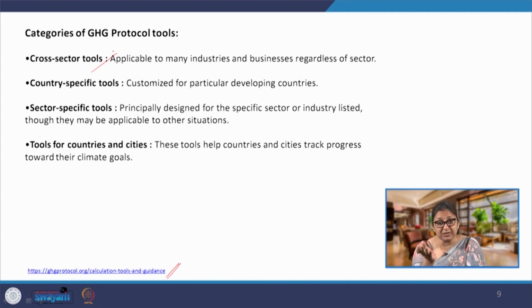There are sector specific tools. We have seen already the cement industry tool, we have a tool for the aluminum industry, and we have a tool for the iron and steel industry. This is for India itself that we have. So, we have sector specific tools that are available, and then we have tools for countries and cities, for governing areas. These are the 4 categories.